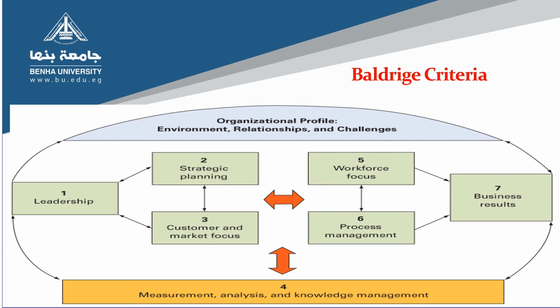Baldrige criteria. Applicants are evaluated in 7 main areas, which are leadership, information and analysis, strategic planning, human resource management, customer and market focus, process management, and business results.